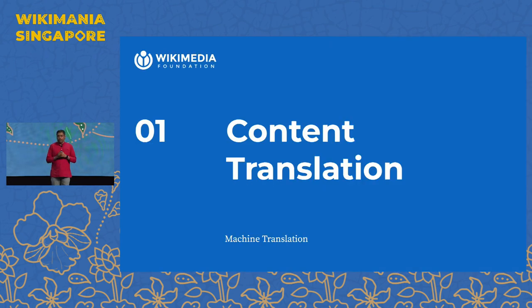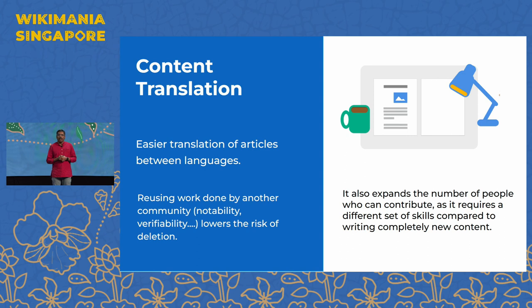I will start with one of the major projects within the Wikimedia Foundation called content translation. It uses machine translation techniques, and this was started back in 2015. Content translation is about translating articles from one language to another when the article doesn't exist in the target language.